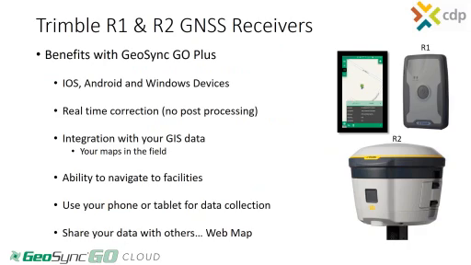GeoSync GO Plus with the R1, R2 is going to give you real-time correction, so there's no post-processing required. You can integrate this with your GIS data, so that means your GPS position, that real-time position, can be overlaid over top of your maps and data in the field. This integration also provides the ability to navigate to facilities to help recover existing facilities.